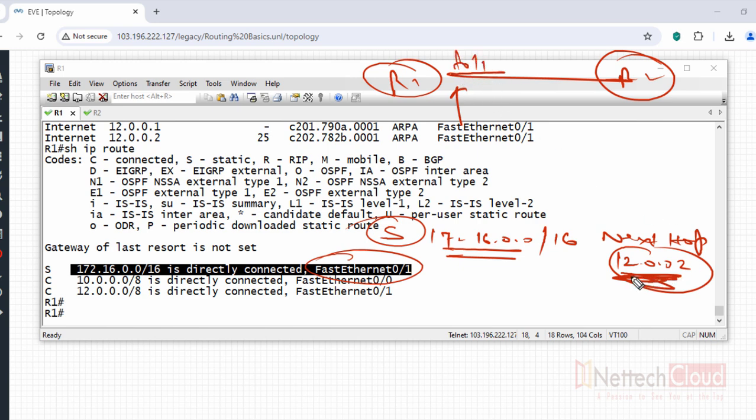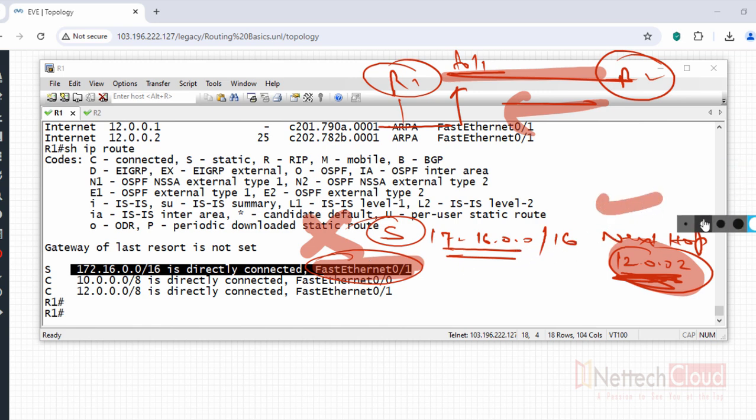So if the next hop IP is 12.0.0.2 in the routing table, then what happens? R1 will send an ARP request to obtain the MAC address of the next hop IP, not the destination, right? This one. So of course there is no problem whatsoever. R2 will respond to our broadcast message. So if we change the routing and replace the exit interface with the next hop IP address, then yes, there is one issue here. What is the issue?